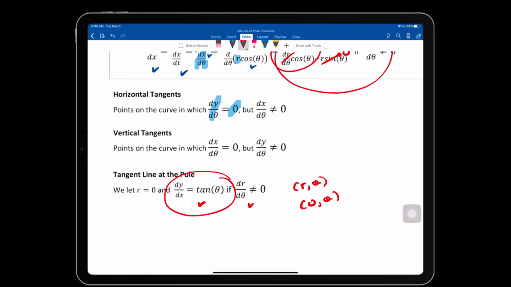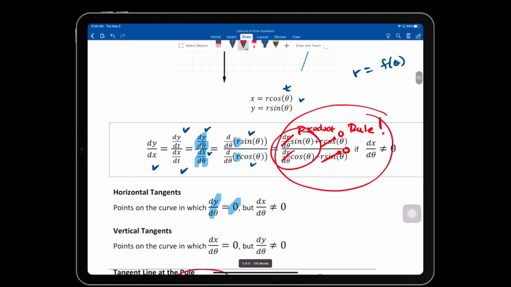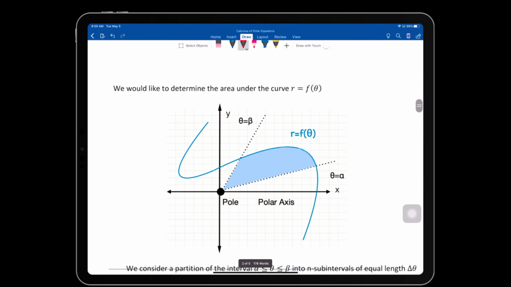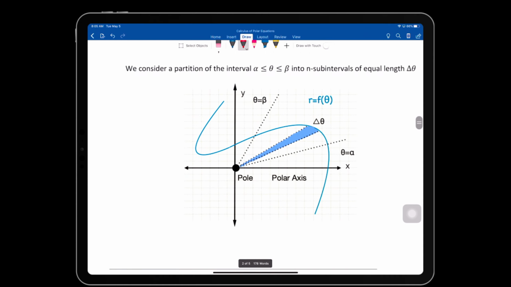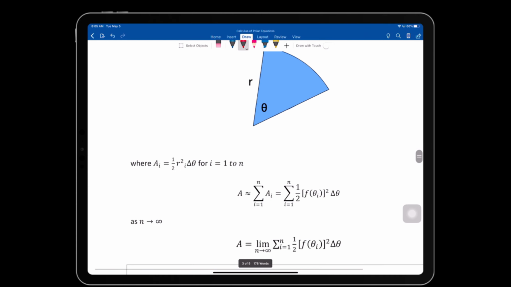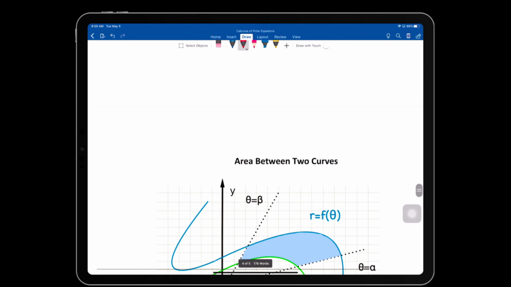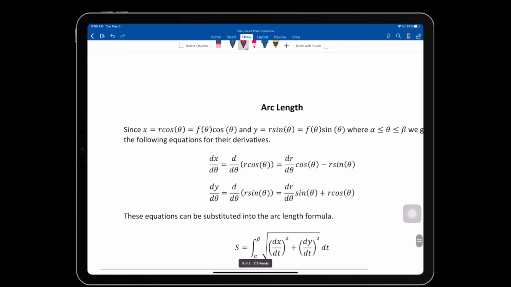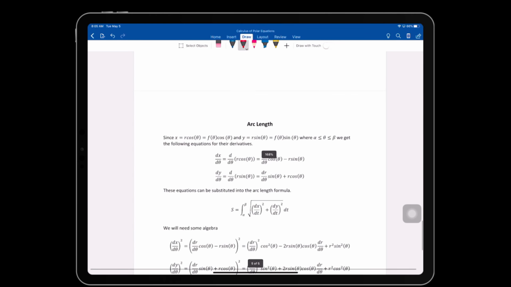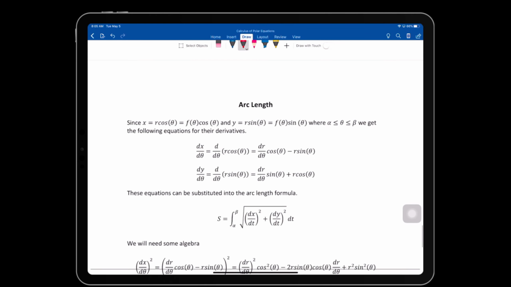All right, well, this is setting the table for derivatives here. I'm not going to talk about the area, I don't believe, today. We may, but I'm going to talk about another thing we want to look at. So arc length. So let's talk about the arc length formula here.